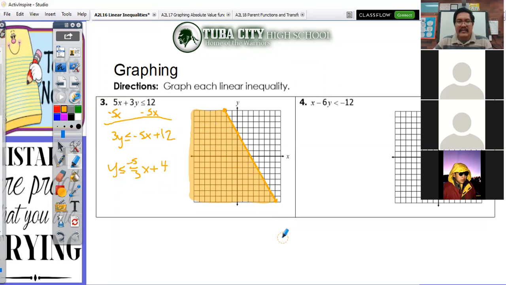There we go. So everything below the line is shaded, and all lines have an above and below area as well.